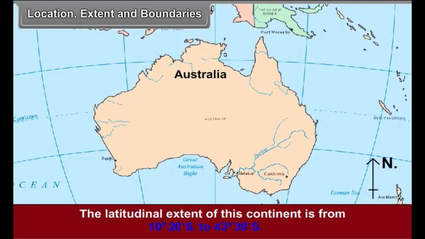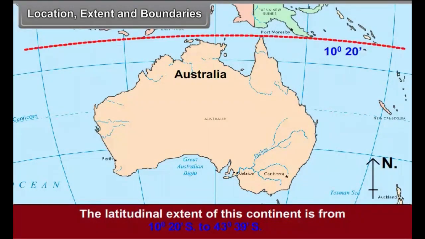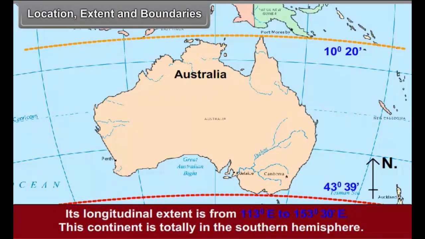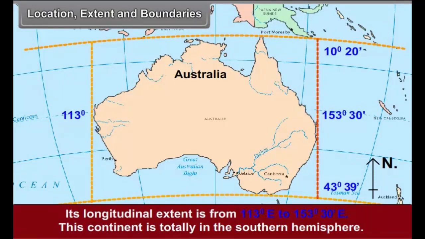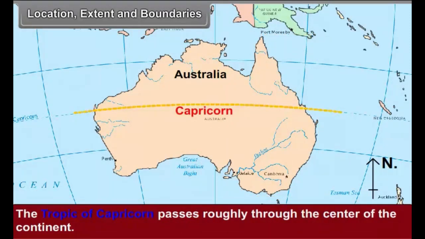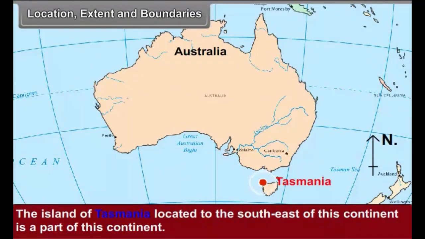Location, extent and boundaries. The latitudinal extent of this continent is from 10 degrees 20 seconds south to 43 degrees 39 seconds south. Its longitudinal extent is from 113 degrees east to 153 degrees 30 seconds east. This continent is totally in the southern hemisphere. The Tropic of Capricorn passes roughly through the center of the continent. The island of Tasmania, located to the southeast of this continent, is a part of this continent.